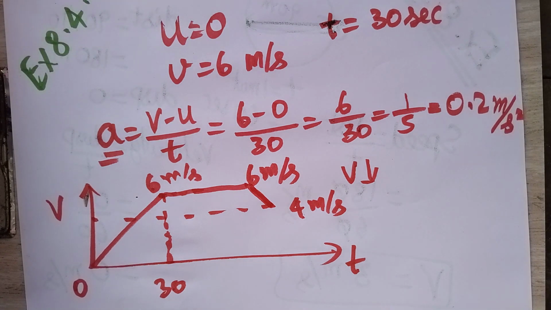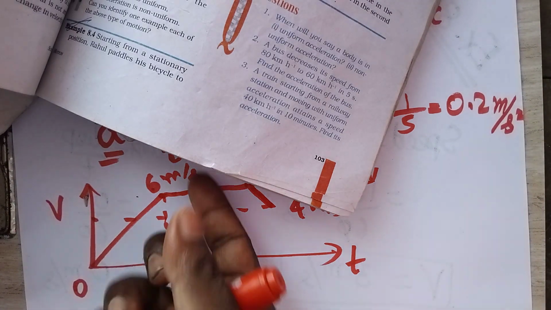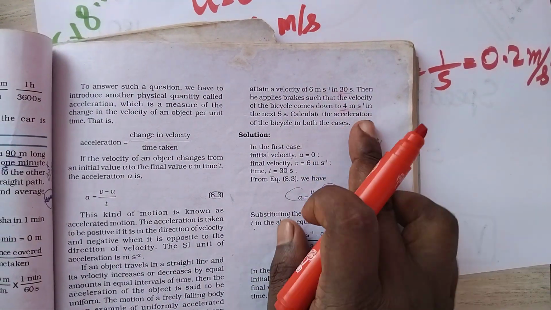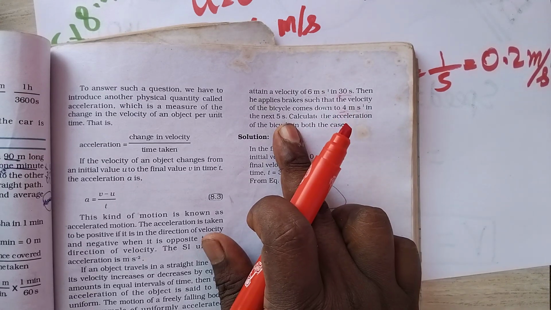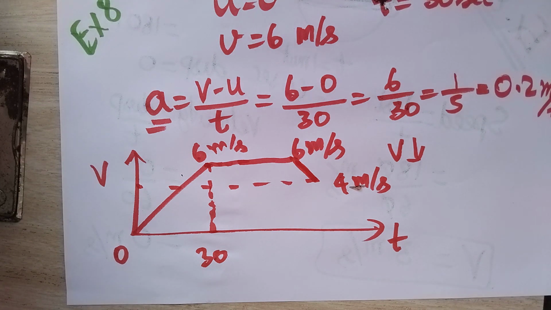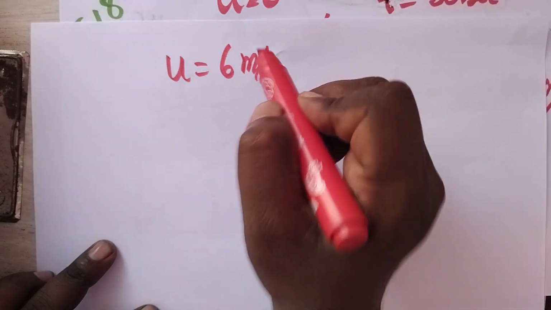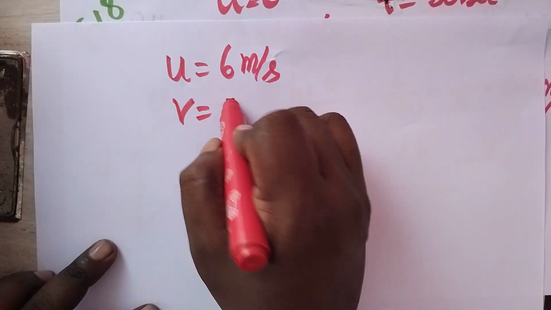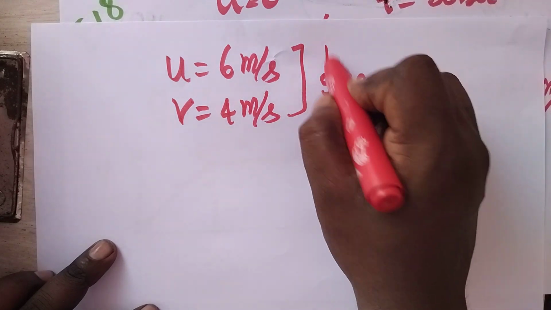Actually I already told you, there are two conditions in this problem. I'll show the question again. See here, the question is telling that in the second condition it reached 4 meter per second in 5 seconds. So the velocity decreases from 6 meter per second to 4 meter per second. So what is the initial velocity? Initial velocity is 6 meter per second. It is the second condition. v is equal to how much? 4 meter per second. For doing this process, 5 seconds is taken as the time period.